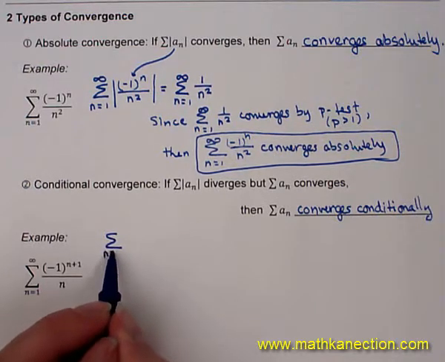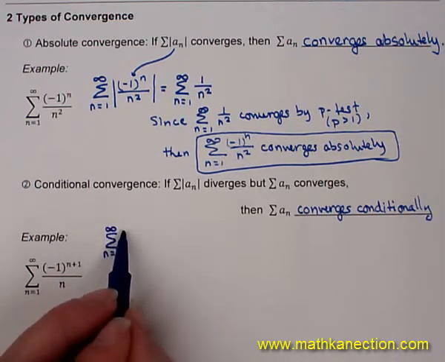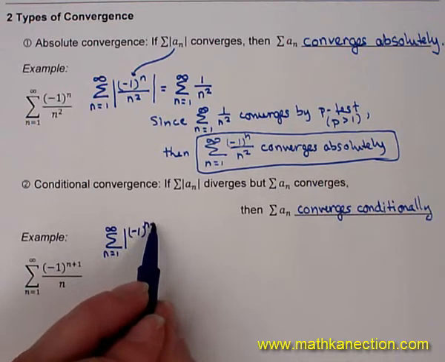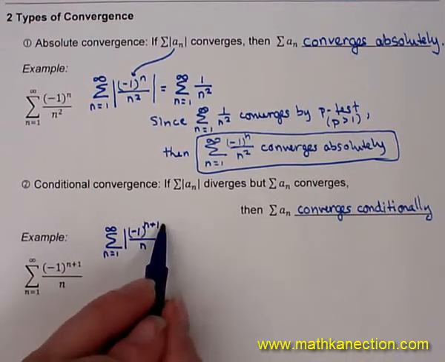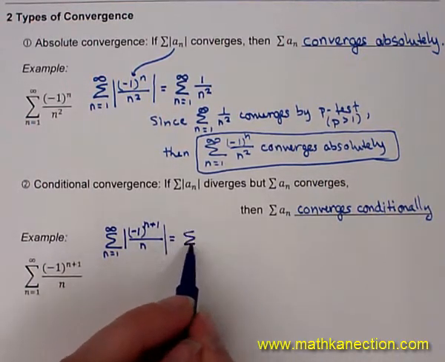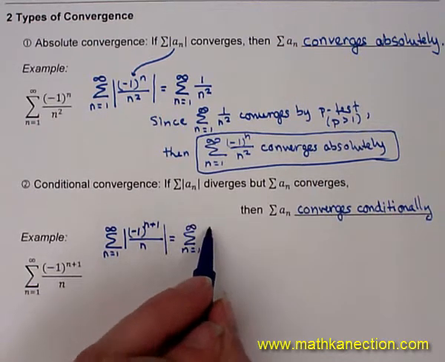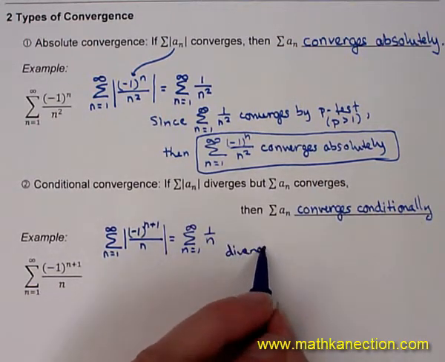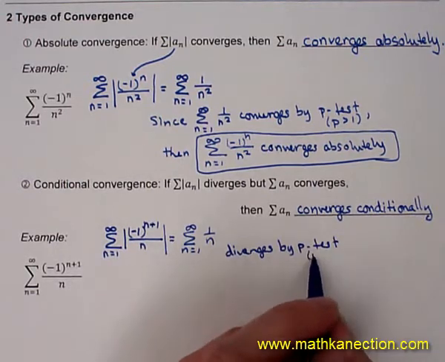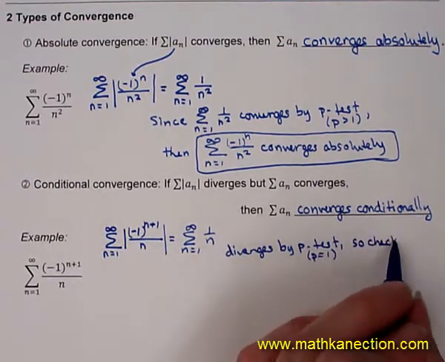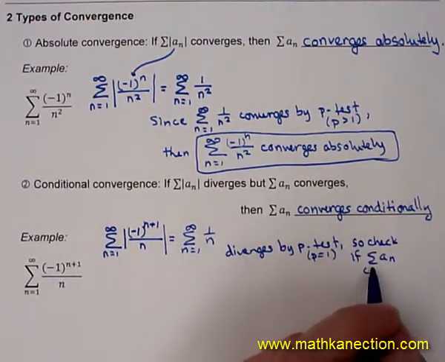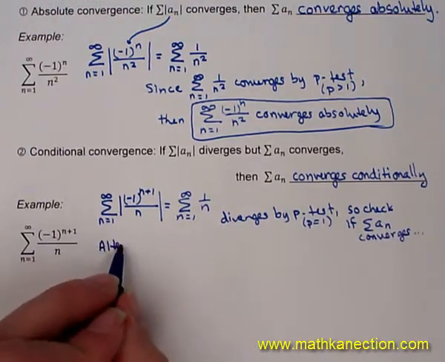So for example, looking at the series from n equals 1 to infinity, taking the absolute value of negative 1 to the n plus 1 over n. Simplifying that, this is the series from n equals 1 to infinity of 1 over n. And since we know that series diverges by the p-test, since p is equal to 1, then we need to check to see if the series of a sub n will converge.